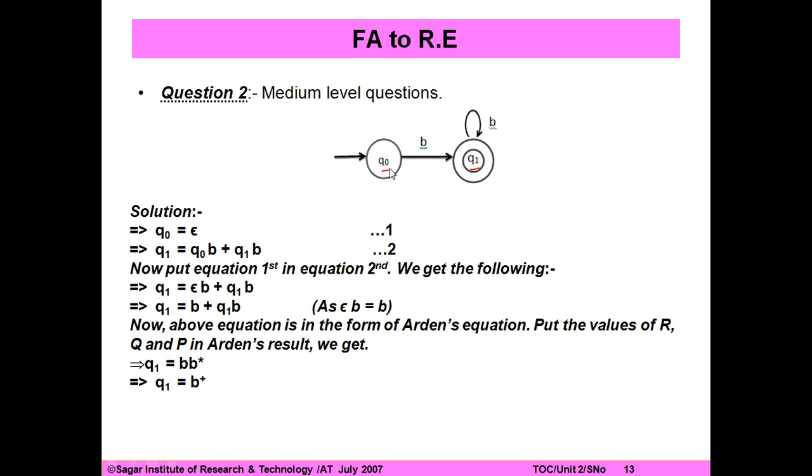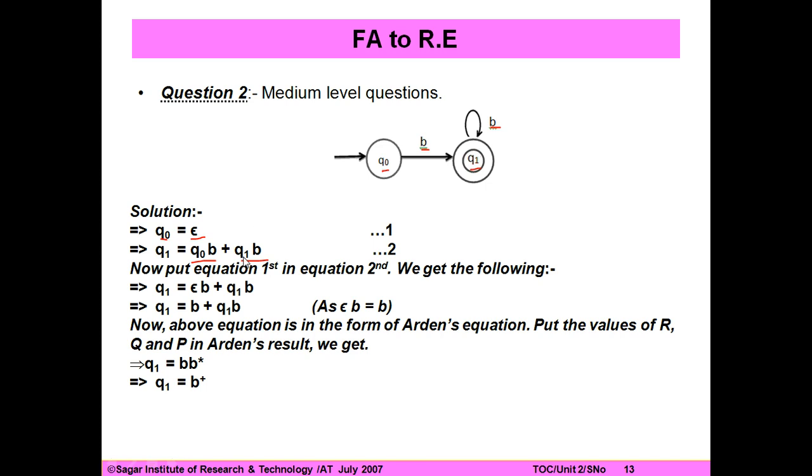Okay, so let's try to understand this. Q0 has no incoming edges, so in Q0 we are going to write only epsilon, because we have to read epsilon. Whether we are giving any input or not, we are in this Q0 state itself. Okay, what about this Q1? In this Q1 we have two input providers. One is Q0 for B input, so we have written that here, and one is from Q1 itself for B input, so we have this one.